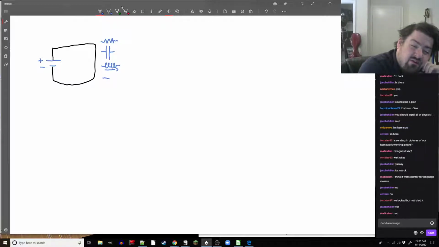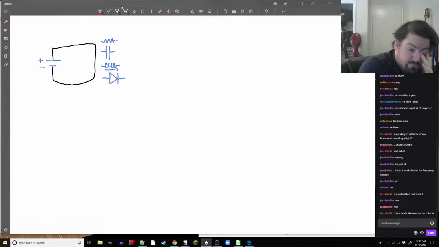There's diodes. I don't know if anyone's actually ever worked with electronics, but diodes are pretty interesting. Diodes are like little gates that only allow current to flow in one direction. So in this diode, current would flow this way, but never backwards, which is pretty useful in circuits. There's a bunch of other circuit elements that I'm sure I'm forgetting right now.